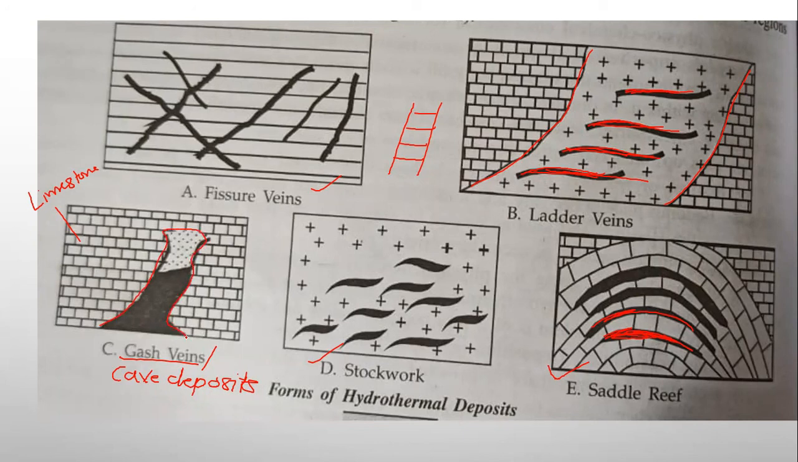This type of opening is called a gash. And in this gash, or in this opening, what happens? The hydrothermal solution will enter. This is a hydrothermal solution, and this will precipitate and form ore deposit. So this type of deposits are called gash deposits or cave deposits, because these are formed in a gash. Openings are called gash.